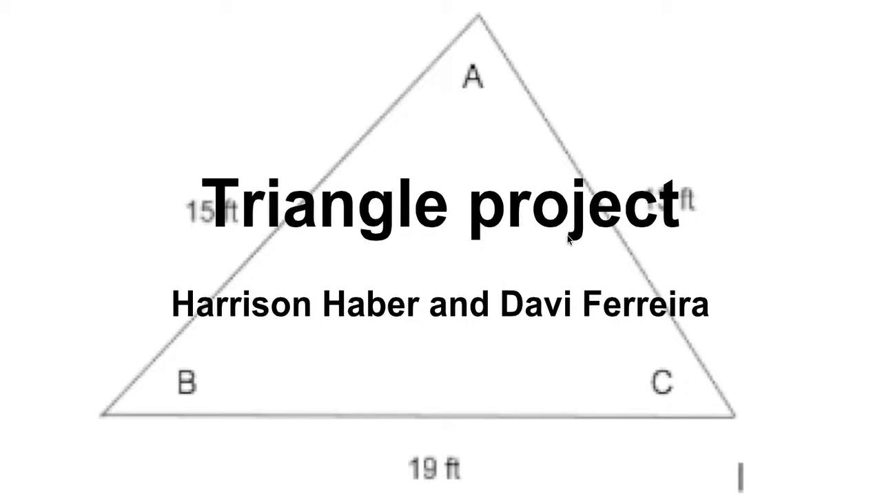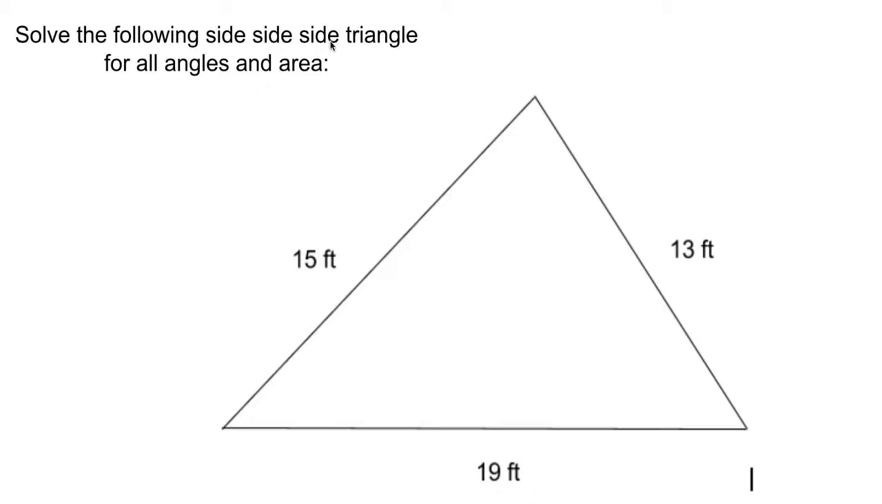Alright, so today we're going to be doing our triangle project by Harrison Haber and Davi to solve for the law of cosines and sines and finding the area of a triangle. We're going to solve the following side-side-side triangle for all the angles and the area.